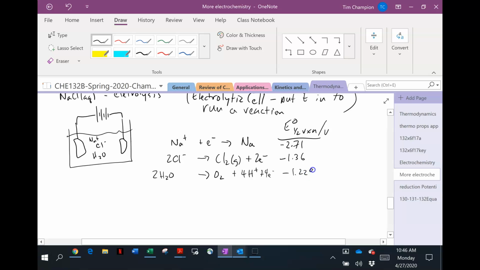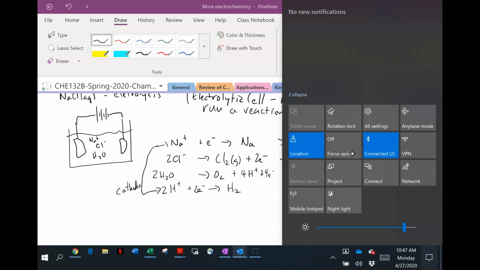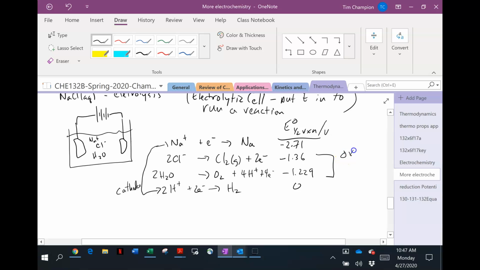Negative 1.229. And then we could have 2H+ plus 2 electrons go to H2, which is 0. All right, so if we look at our reactions here, this one and this one are both reductions that could occur at the cathode. And these two right here are oxidations that could occur at the anode.